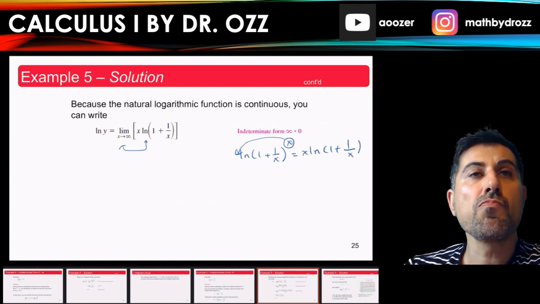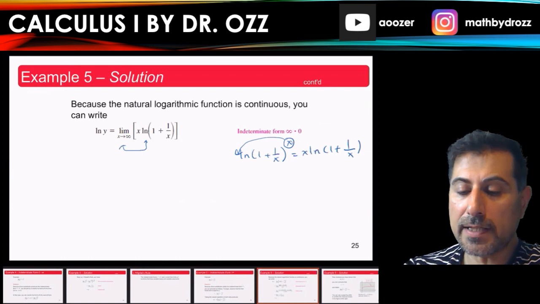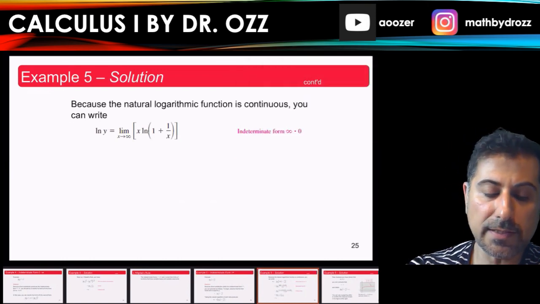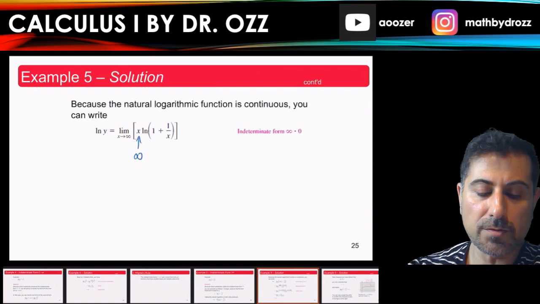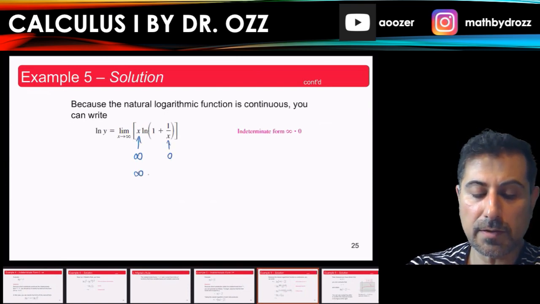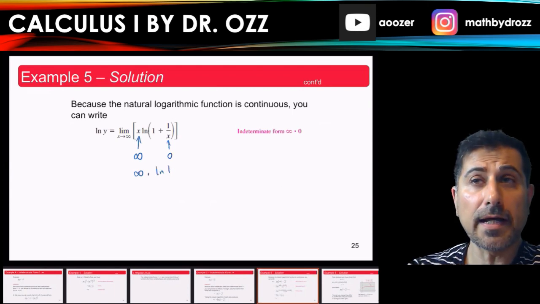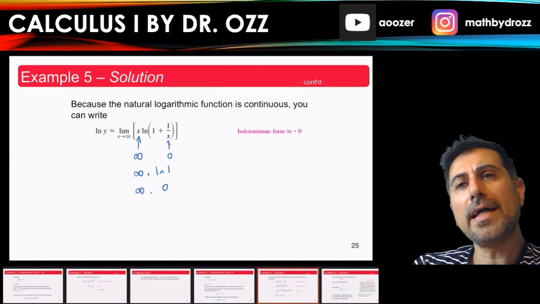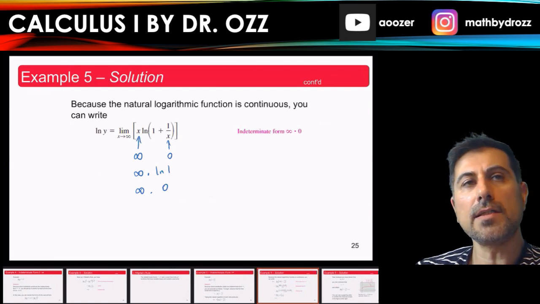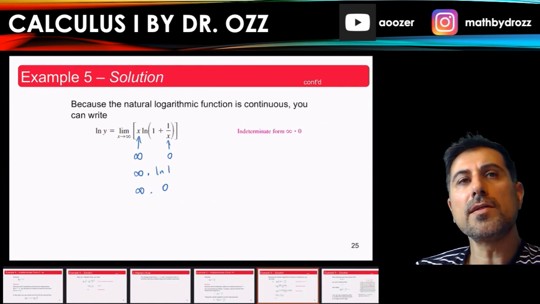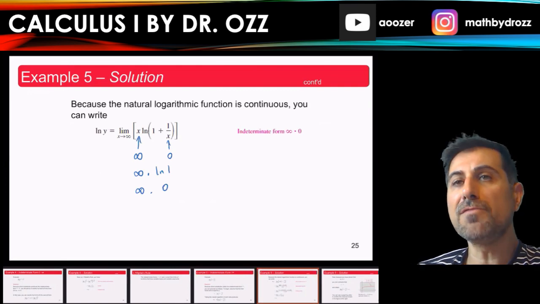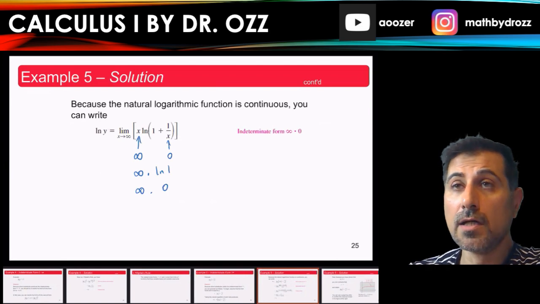Okay. And now let's check what kind of limiting behavior we have here. So as x approaches infinity, this term goes to infinity, and this term goes to 0. So you're talking about infinity times ln 1, and ln 1 is 0. So you're talking about the form 0 times infinity. So by applying the trick of taking the ln of both sides and interchanging the limit and ln, I converted this indeterminate form into infinity times 0, or 0 times infinity form.